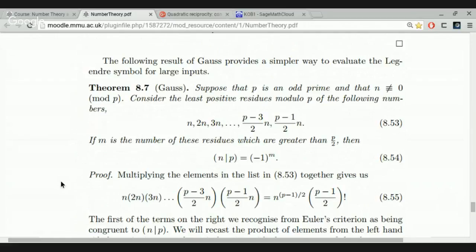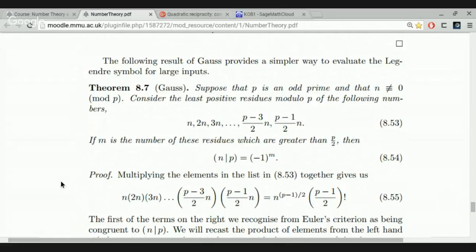So m is, when you look at all these multiples of n, the count of the number of them which end up in the second batch of congruence classes. Congruence classes represented by p plus 1 over 2, that small remainder, all the way up as far as p minus 1. We laid it out on the board last time.